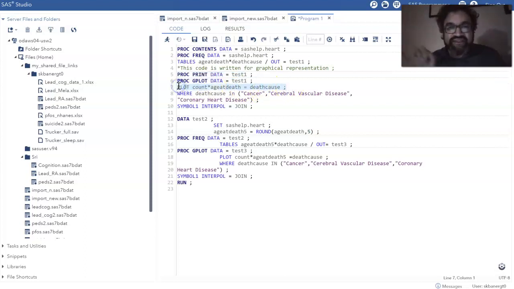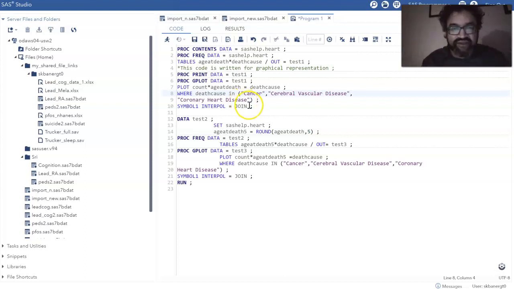Again, each one of these pieces of code is like a sentence. So try to translate, try to go into each one of these lines. It's always good practice whenever you look at any piece of code to see if you can make sense of what the language is saying. And then, where death cause in cancer, cerebral vascular disease, coronary heart disease. This is looking at these three specific causes of death.